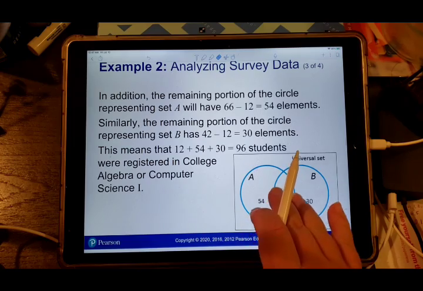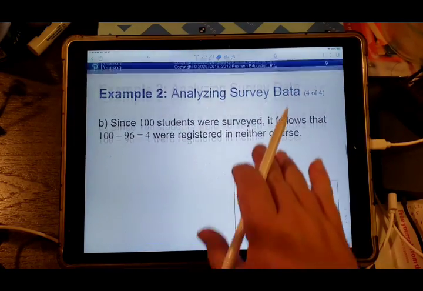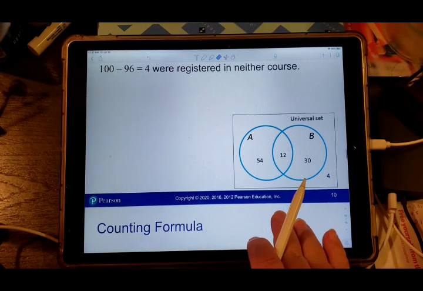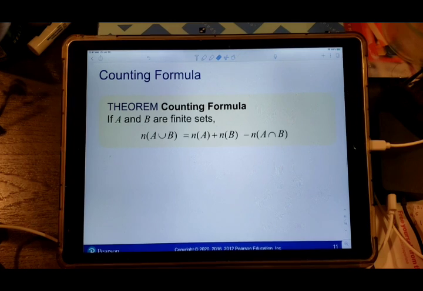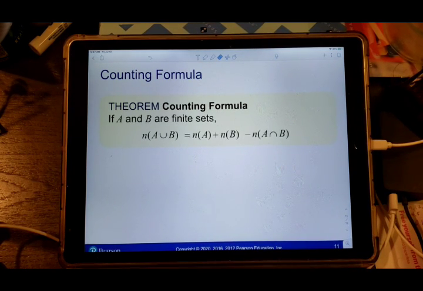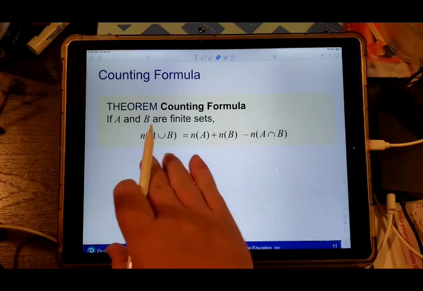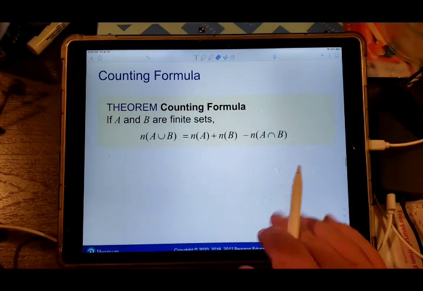I don't think they told us anything new here, but here's what I want you to see, this formula. All right, so how could we have done this? How could we have calculated this with a shorter technique, an easier method?